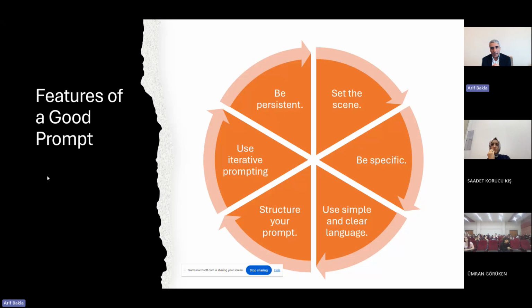The language that you use in prompting should be clear. What does this mean? You should use, for example, shorter sentences, vocabulary that shouldn't be ambiguous, or structures that shouldn't be ambiguous. And structure your prompt. That's another important aspect of this prompt writing process.